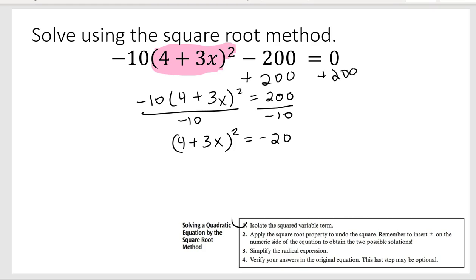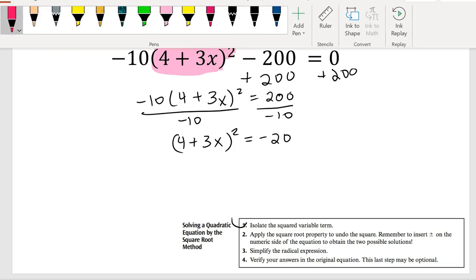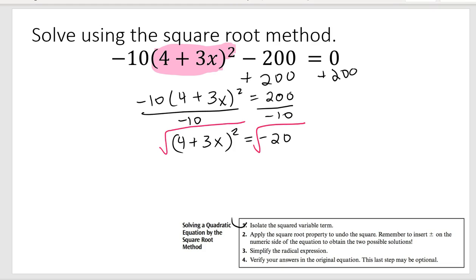Our next step is to undo the square using the square root property. So we're going to take the square root of both sides. When I take the square root of a square, I get the radicand itself. Now the other side is going to be the square root of a number. So we have to remember that when we take the square root of a number, it could be plus or it could be minus. This is the big mistake people make. Let me say it one more time. The side with the number has to have a plus or a minus in front of it.